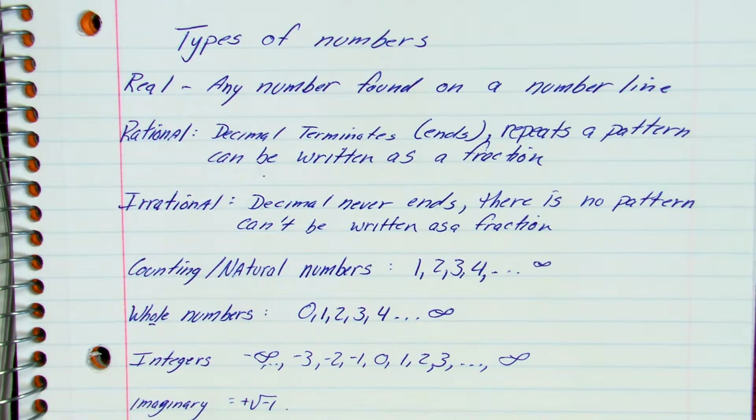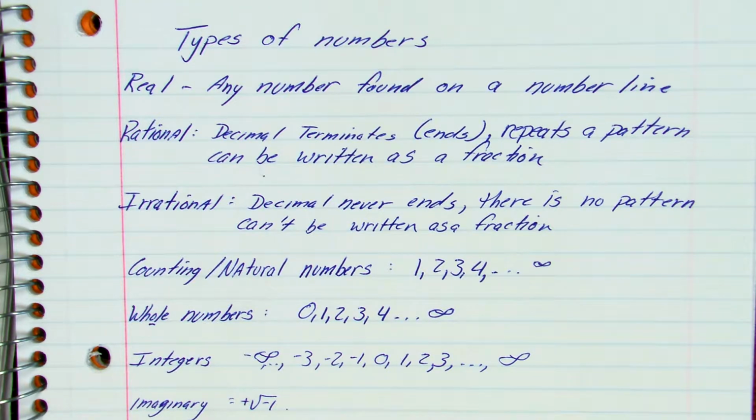The first set, the big set that we talk about in Algebra 1, is the set of real numbers. The set of real numbers is any number found on a number line. So that could be anywhere from negative infinity to positive infinity. Out of that set of real numbers, you have two subsets. You have the rational numbers and the irrational numbers.